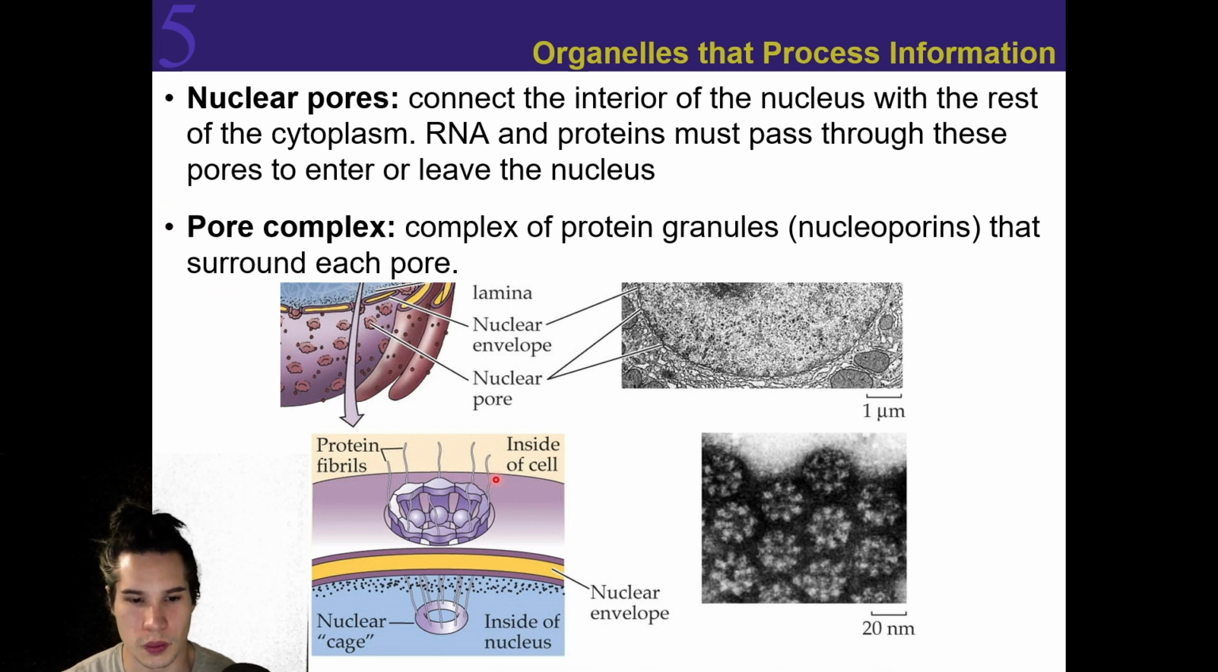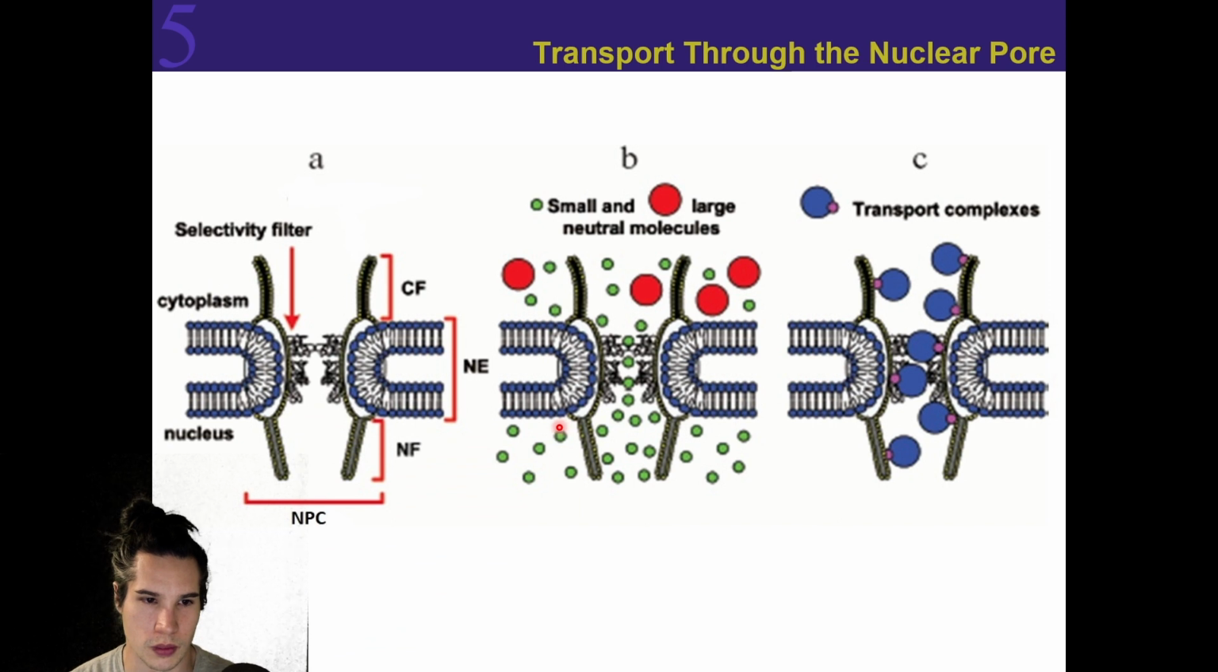And then embedded in these pores, you have a pore complex. It's a complex of different proteins called nucleoporins that surround each pore. A lot of these have to do with filtration. They're going to filter things out of the nucleus, or keep things from leaving the nucleus if they're not supposed to. So here's just kind of a general overview.